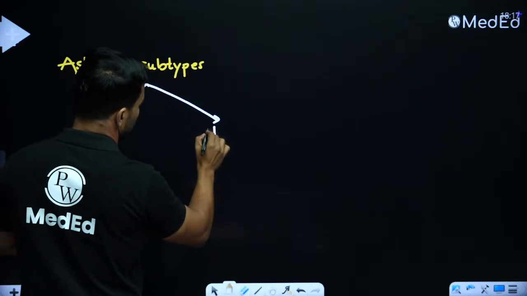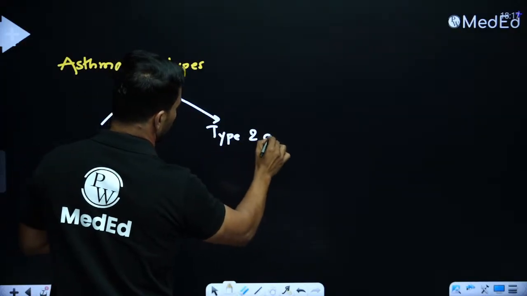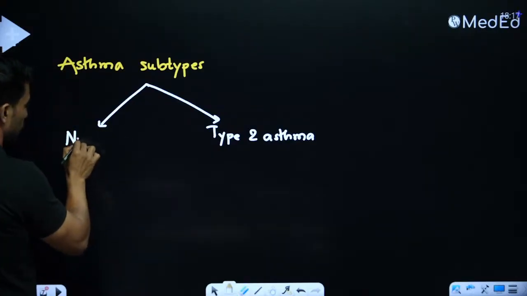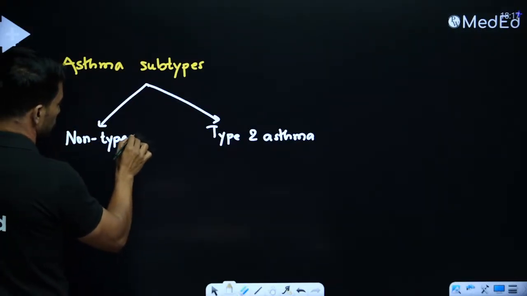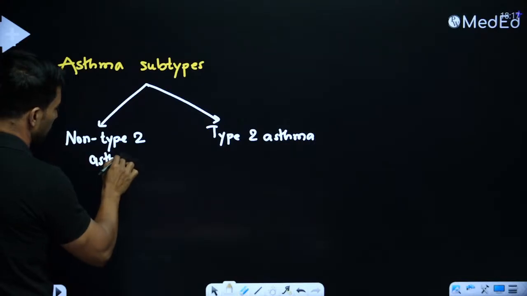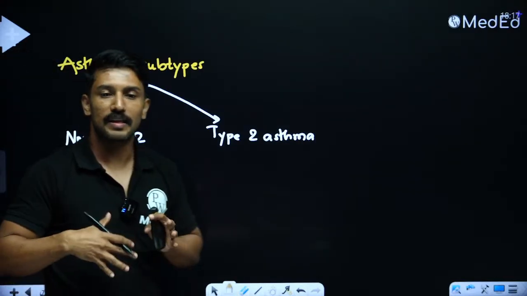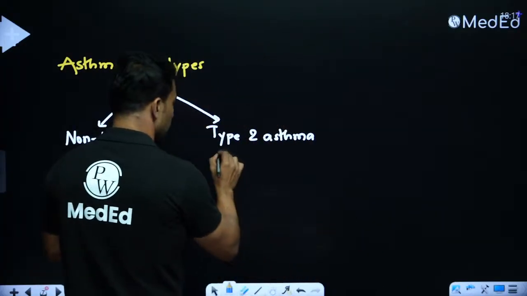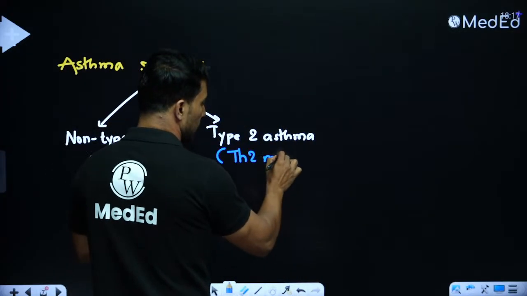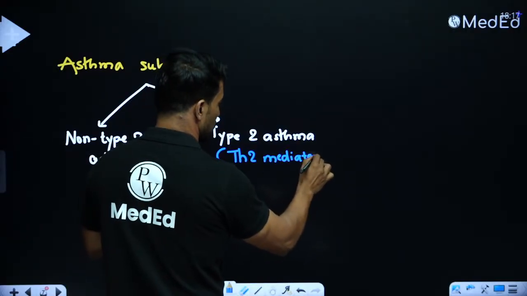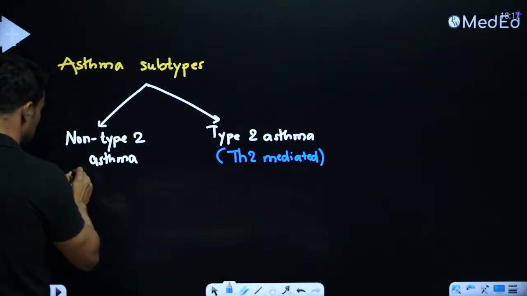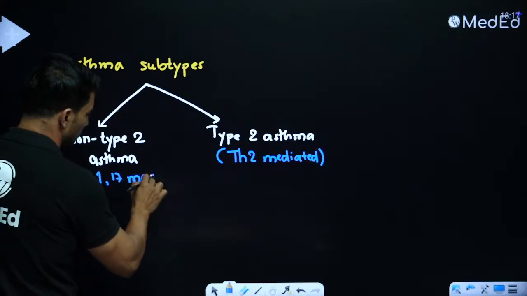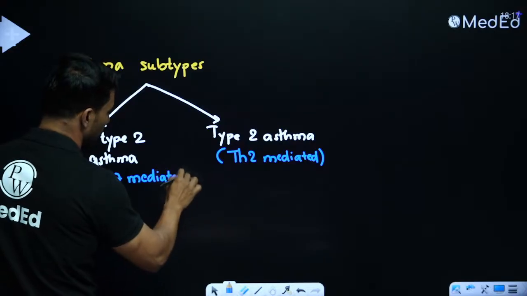One of them is called type 2 asthma and the other one is called non-type 2 asthma. This classification is primarily based on which type of T helper cell is involved in the inflammatory process. So if it is Th2 mediated, if it is T helper cell 2 mediated, then it is called type 2 asthma. And if it is mediated by other helper cells, meaning Th1 and Th17 mediated, then it is called non-type 2 asthma.